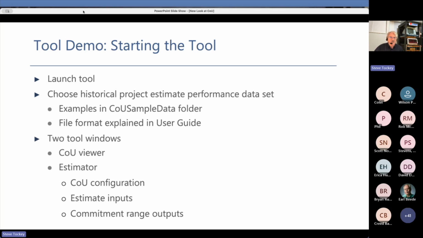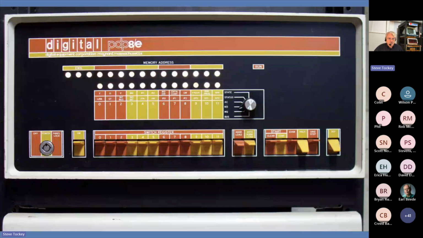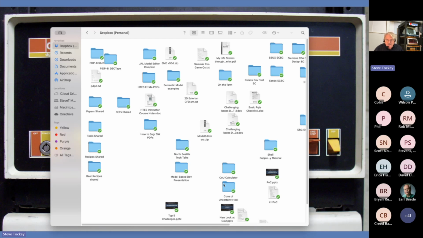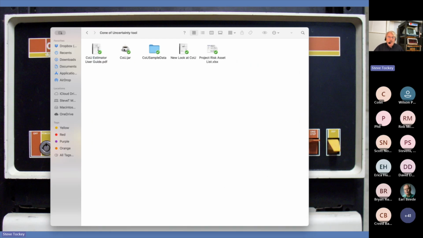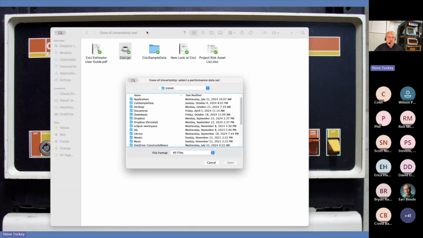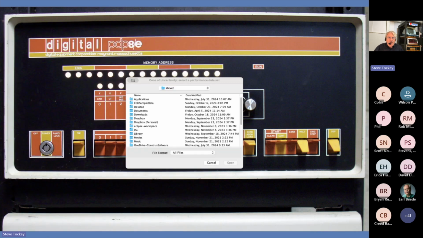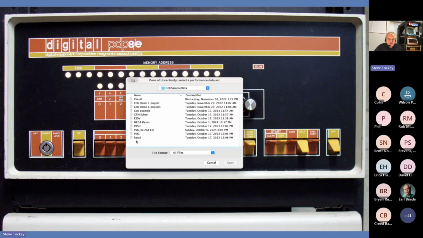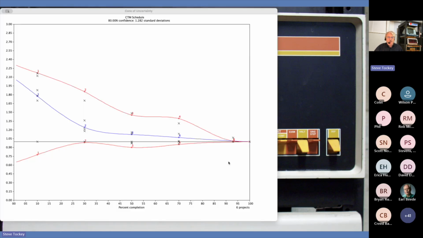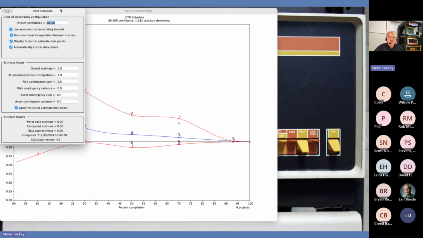Give me a quick moment here. Dropbox, cone of uncertainty tool. Here you are. Okay, cone of uncertainty jar, pardon me, double click, boom, tool comes up. Cool. Okay. Cone of uncertainty sample data, double click. Here's a bunch of historical data. I'm just going to use CTM schedule and open. Boom. Okay, so here is the tool.